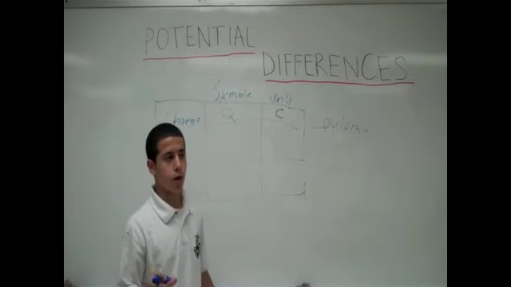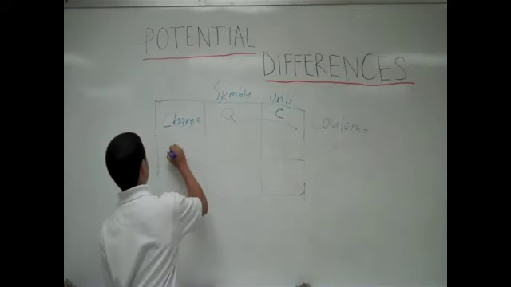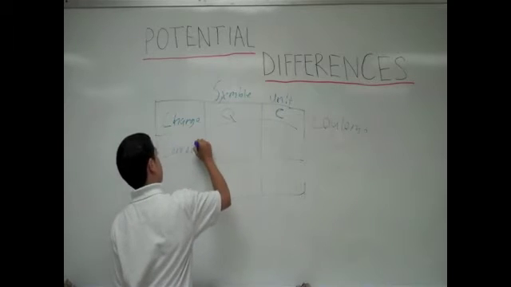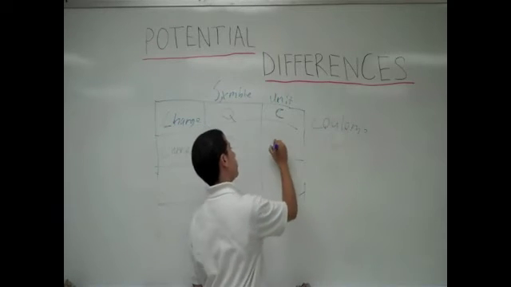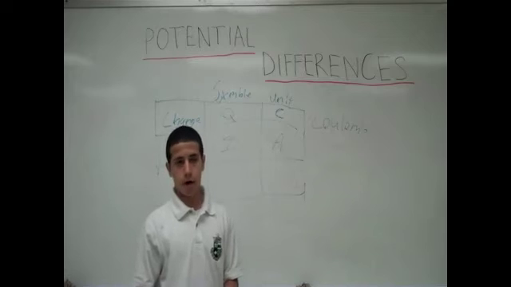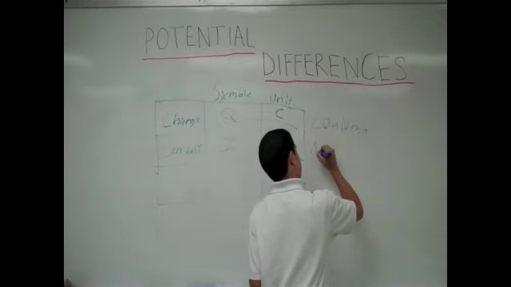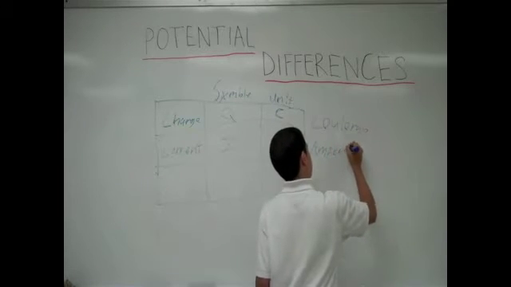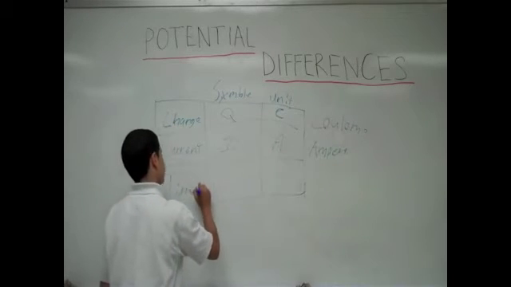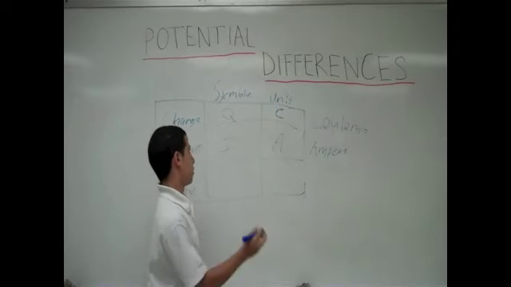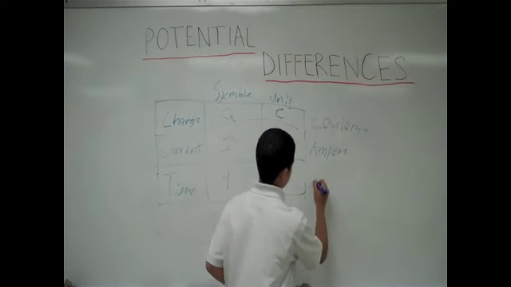And the current, which is the charge over the time, the symbol for current is I, and its unit is A, which stands for ampere. And time is the symbol T, and it's measured in seconds, S.